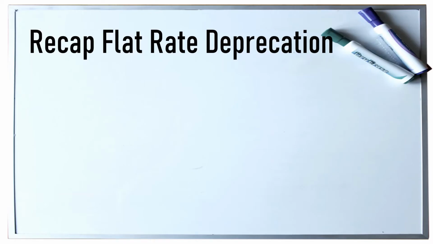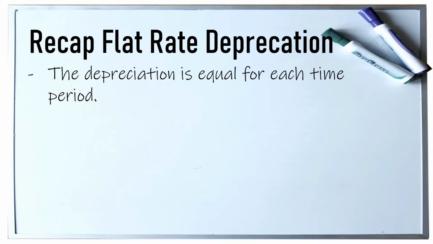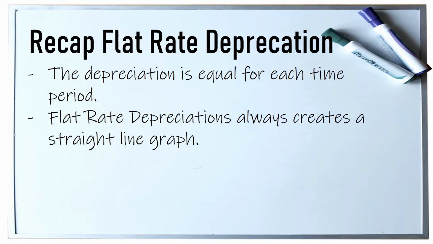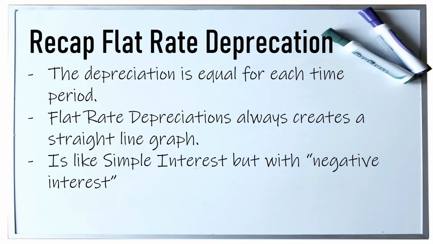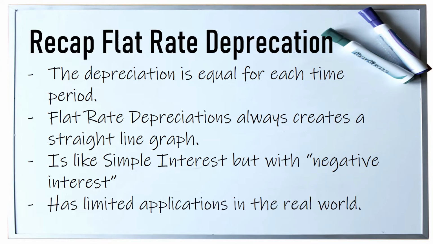So let's recap flat rate depreciation. The depreciation is equal for each time period. Flat rate depreciation always creates a straight line graph. It is just like simple interest, but effectively it's negative interest. That's why a simple interest graph goes up and a flat rate depreciation graph goes down. But just like simple interest, it has limited applications in the real world.